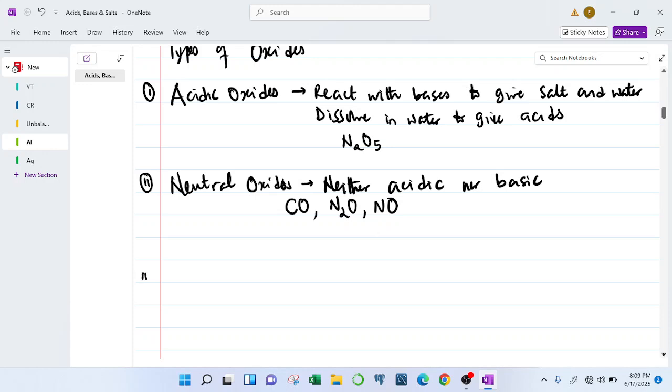For the next two, they are going to be metallic oxides. So the first one we have is basic oxides. From what we have already discussed under acidic oxides, I believe this one becomes clear. Basic oxides react with acids to give salt and water. We were speaking about it in the previous video on how to develop your own neutralization reaction.